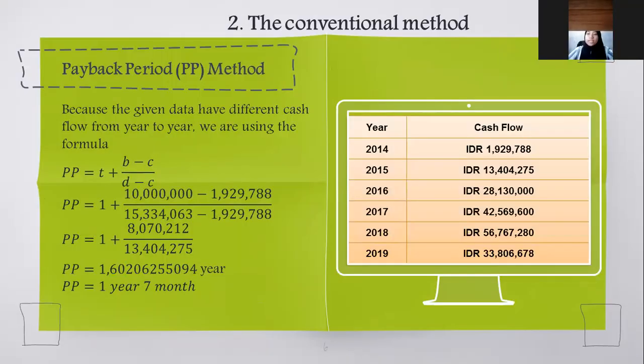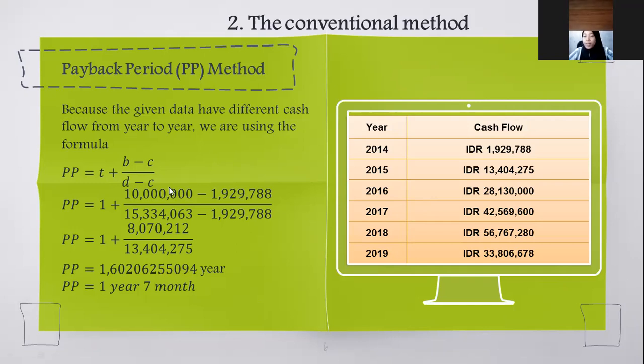Then this is the counting of the PP method. Because the given data have different cash flow from year to year, we are using the formula PP equals T plus B minus C over D minus C. We have B equal to the investment value, 10 million, minus C. C is equal to the cash flow that has not covered the investment value, there is 1,929,788 over D. D is the total cumulative cash flow from the T plus 1 year.